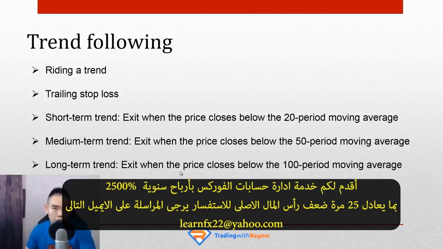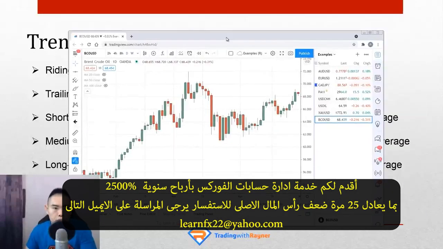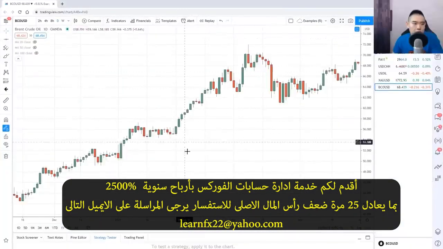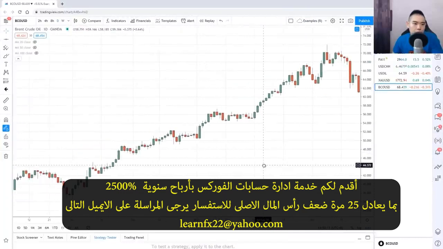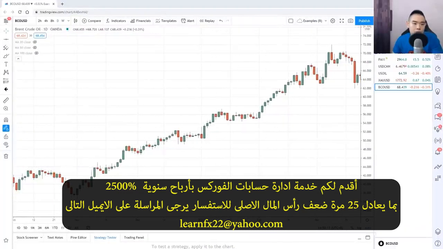And again, there's no right or wrong. You have to find the one that suits you best. So just to illustrate, a quick chart example. Let's say this is the chart of Brent crude oil. If you, let's say for whatever reason, maybe you got long somewhere about here, let me just change. Let's say you got long for whatever reason. I don't know what the reason is.